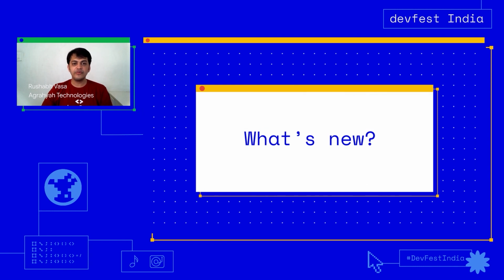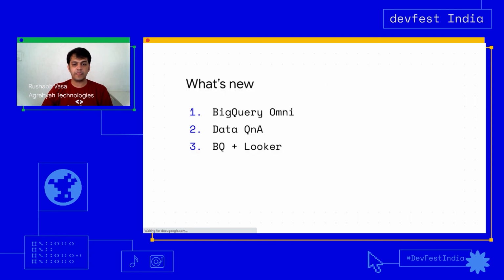There are a lot of new things which have been introduced by BigQuery recently. Some of them are BigQuery Omni, Data Q&A, and BigQuery plus Looker.